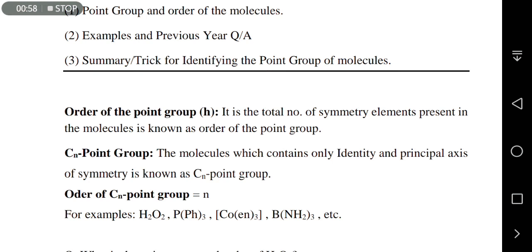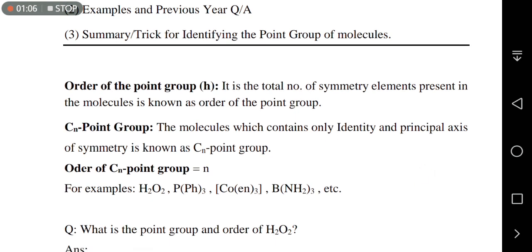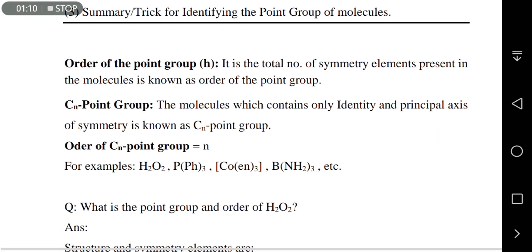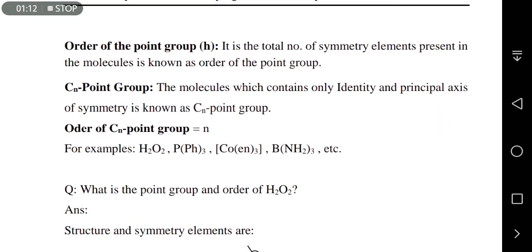What is the order of the point group? It is the total number of symmetry elements present in the molecule that is known as the order of the point group. Can you remember? Yes, all symmetry elements present in the point group are known as the order of that point group.